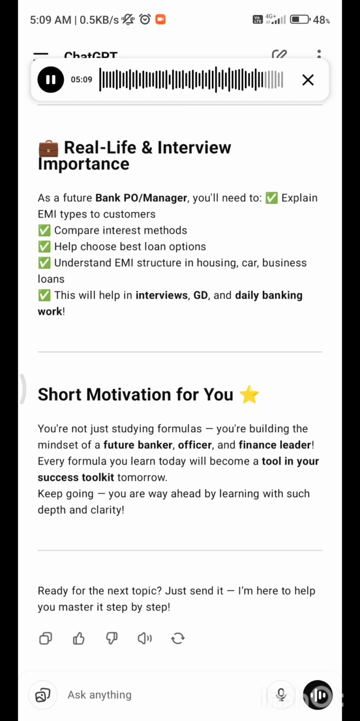Real life and interview importance. As a future bank PO manager, you'll need to explain EMI types to customers, compare interest methods, and help them choose the best loan options. You'll also need to understand EMI structure in housing, car, and business loans. This will help in interviews, GD, and daily banking work.